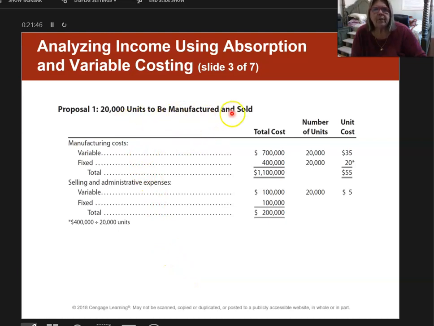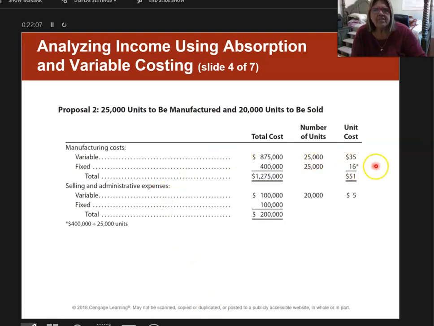So here's proposal number 1. This is when I make the same as I'm going to sell, and here are all my costs. The reason I got $20 over here is because I took my fixed total cost divided by the number of units that I plan on making and selling, and it's $20 each. Now here's proposal number 2. My fixed cost, if you notice, actually went down per unit. Variable manufacturing costs will increase with the number of units increasing, but the fixed stays the same, so the per unit cost went down.